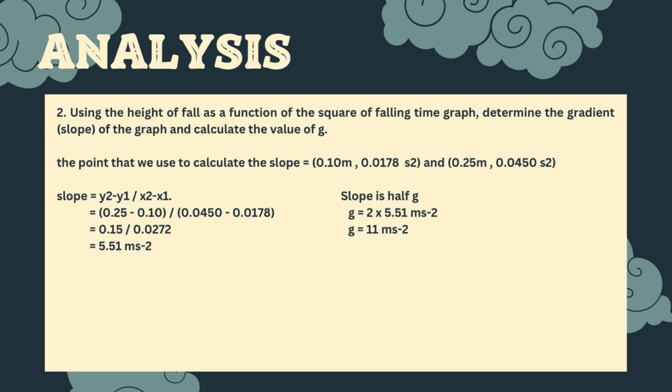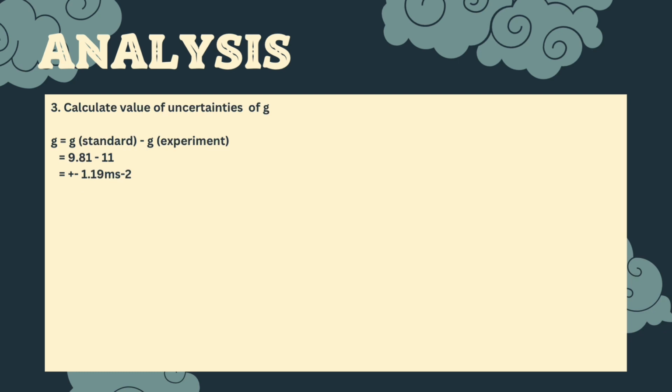Next, question number 2. Using the height of fall as a function of the square of falling time graph, determine the gradient slope of the graph and calculate the value of g. And this is the calculation. Next, for question number 3, calculate the value of uncertainties of g. And the answer is plus minus 1.19 meter per second squared.